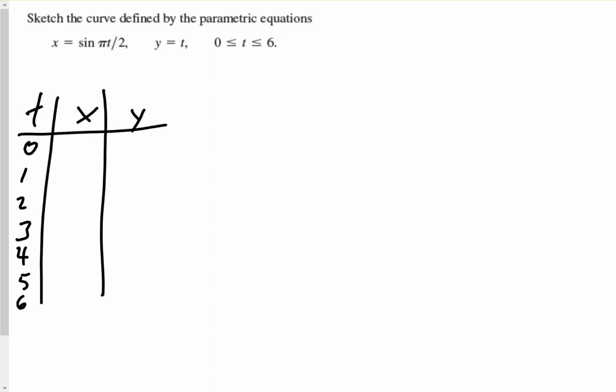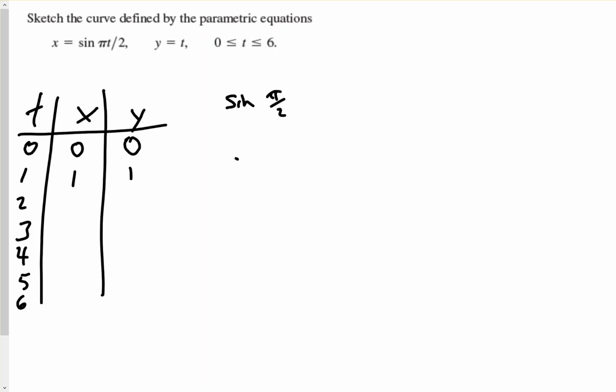Okay, so what do we have when t is 0? 0 times pi is 0, right? So sine of 0 will be 0. And then y is t, so y is 0. All right, next, when t is 1, we have sine of pi over 2. That's sine of 90, so sine of 90 is 1. And then y is 1.